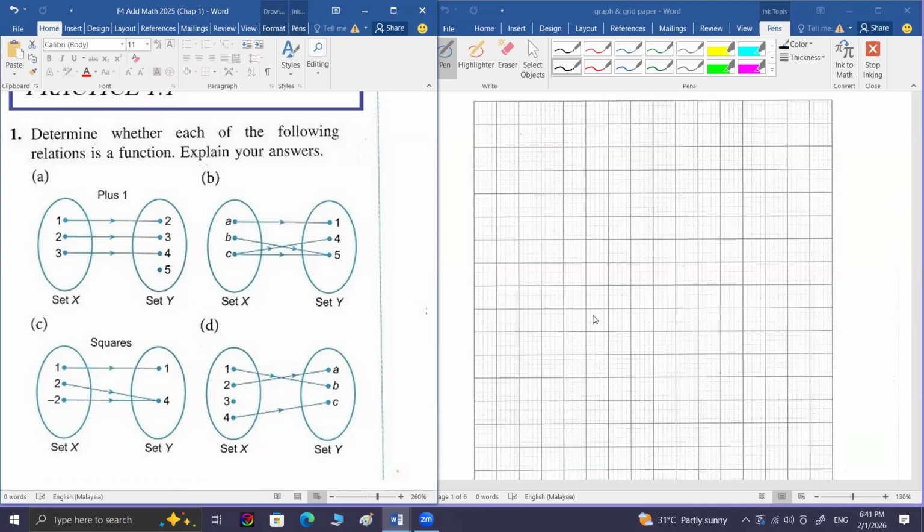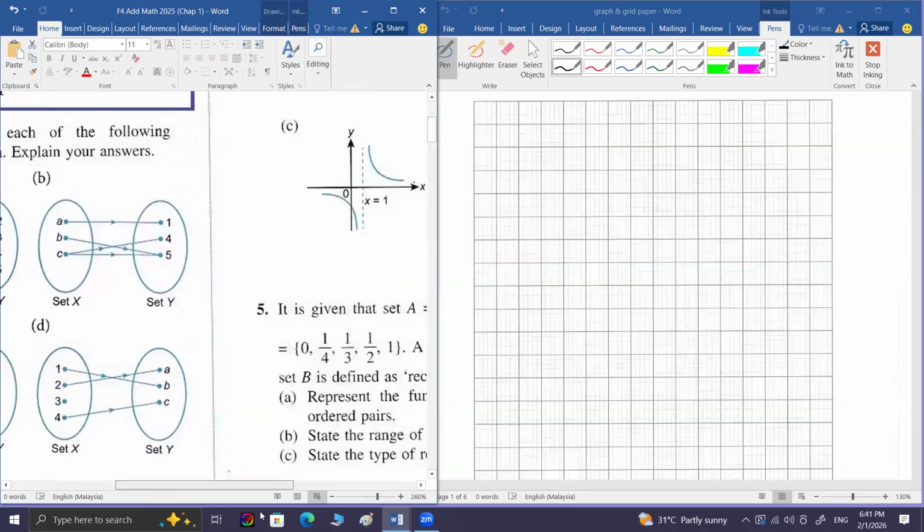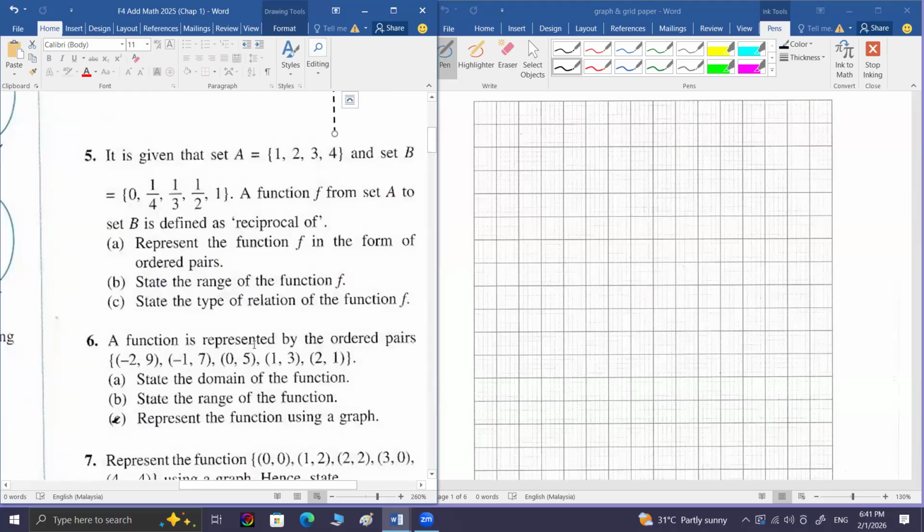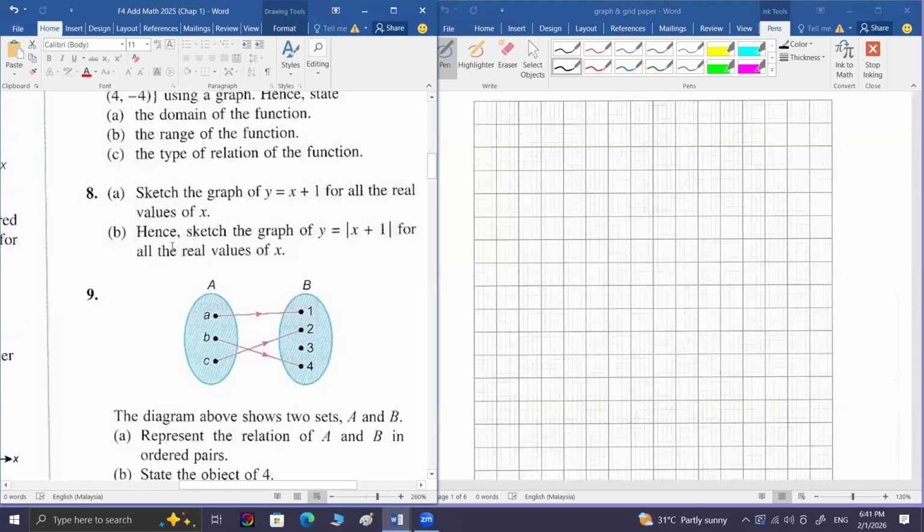Can all of you follow? Yeah, next. Any question to ask? What about you who joined online? Any question to ask? Okay, next. We go to question 8. Now listen to me, question 8. Sketch the graph of this for all the real values of x. Hence, sketch the graph of the modulus for all the real values of x.